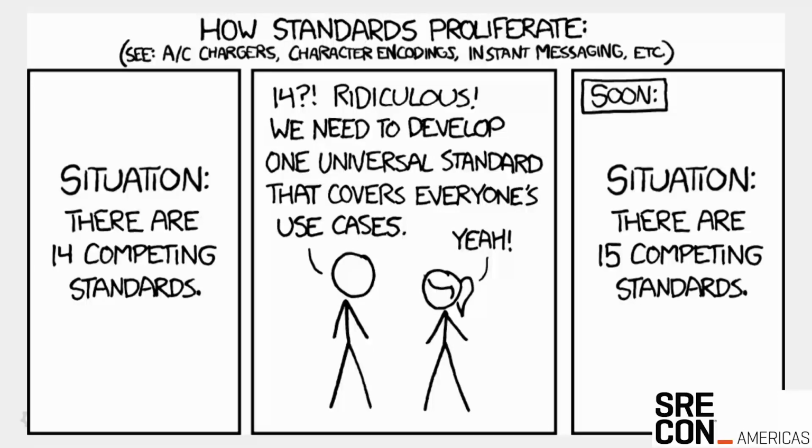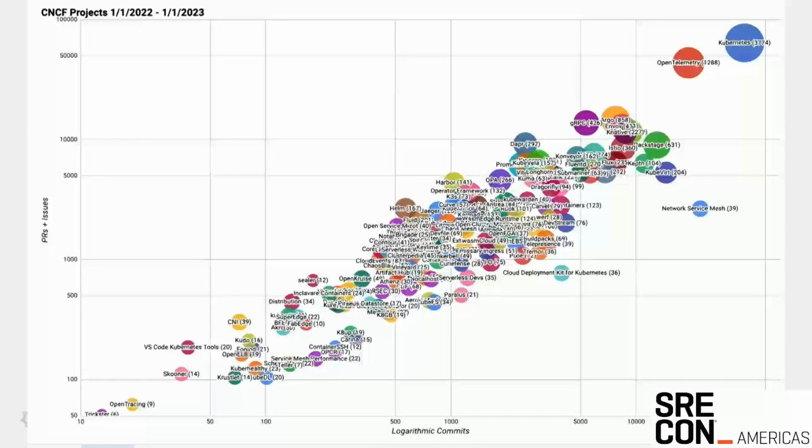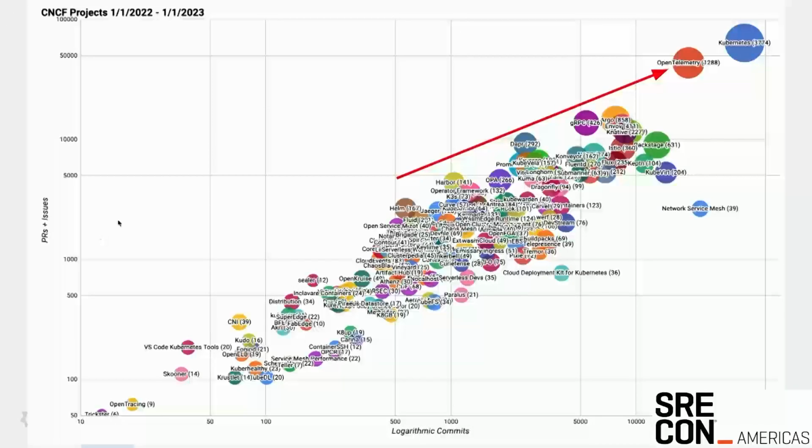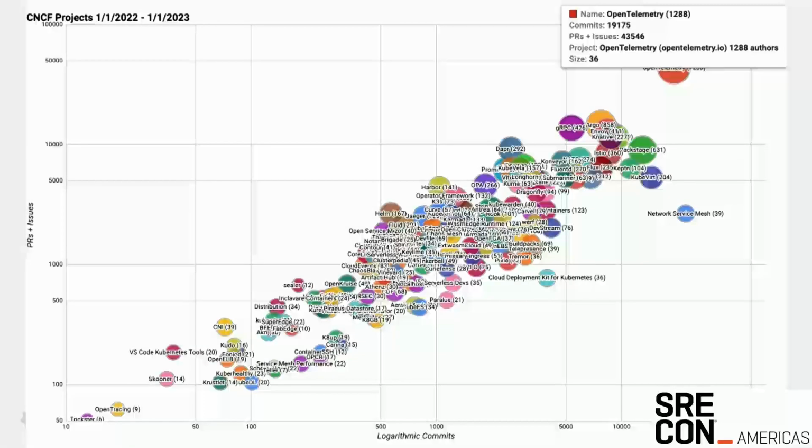I think the biggest selling point of OpenTelemetry is the community. If you look at this, this is the activity inside the CNCF ecosystem. So on the bottom, you have the commits, and on the left, you have the PRs and issues. And OpenTelemetry is right up there. It's the second most active project beneath Kubernetes. And I think that's bonkers. In the last year itself, there's like 20,000 commits and 45,000-ish PRs and issues that have been opened.